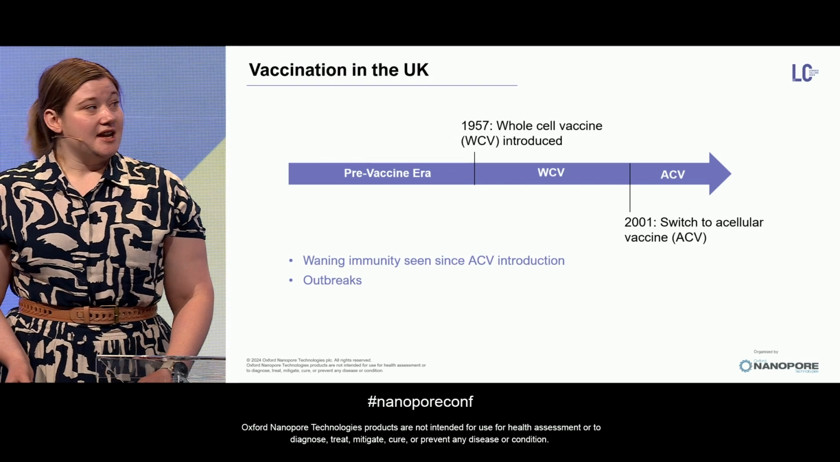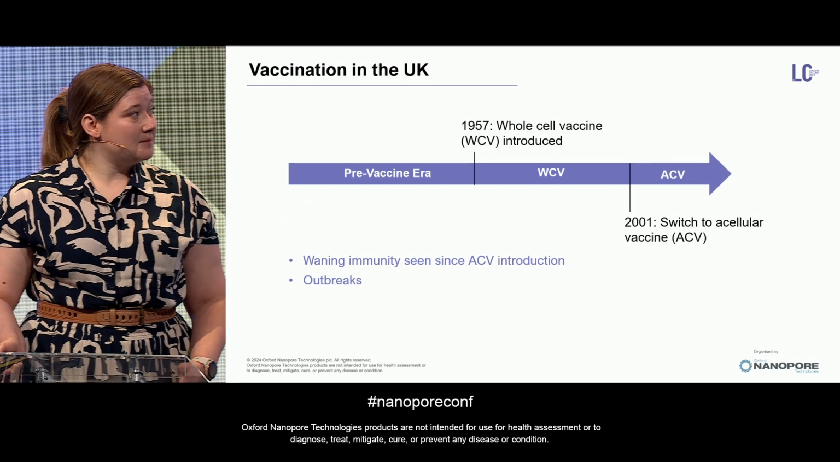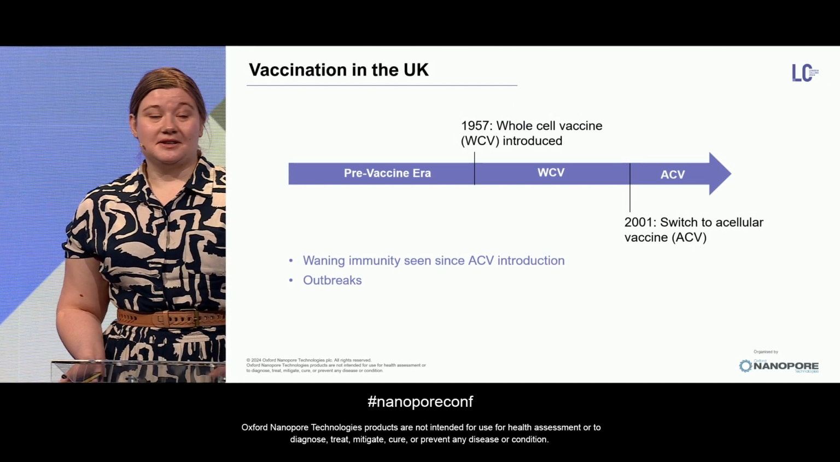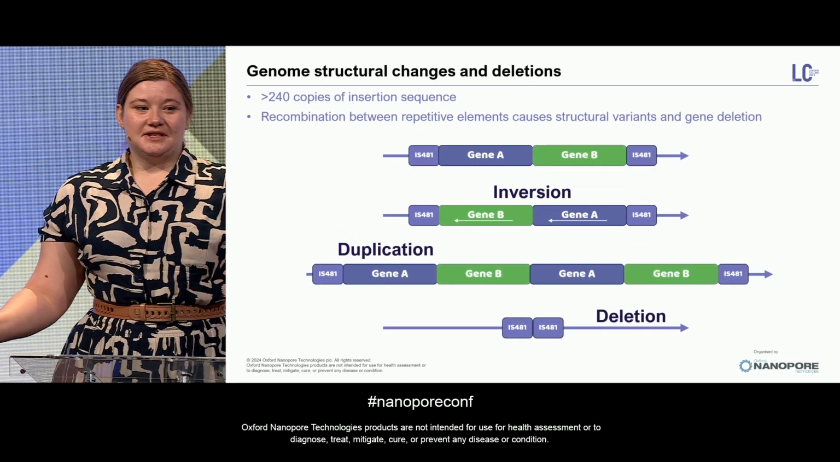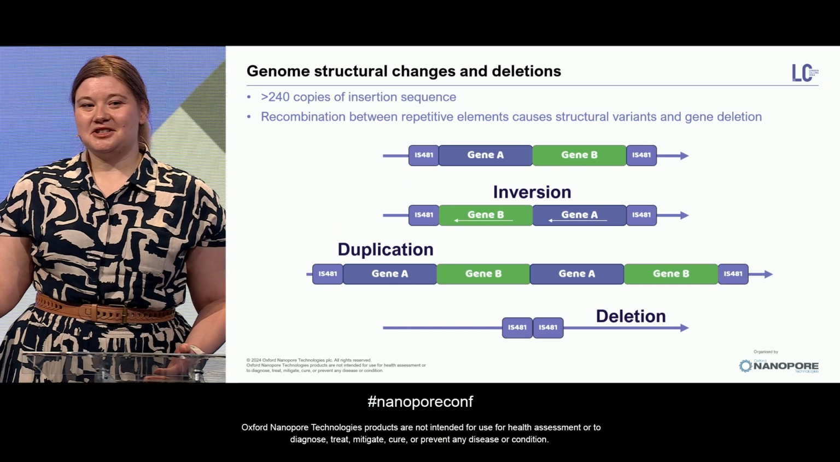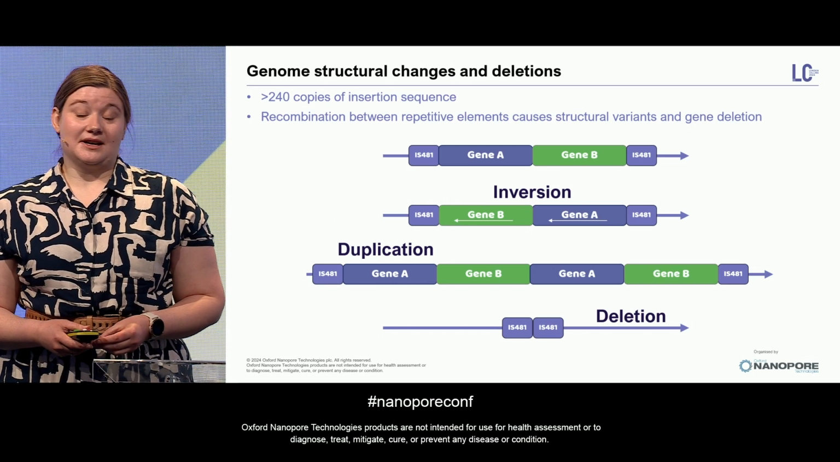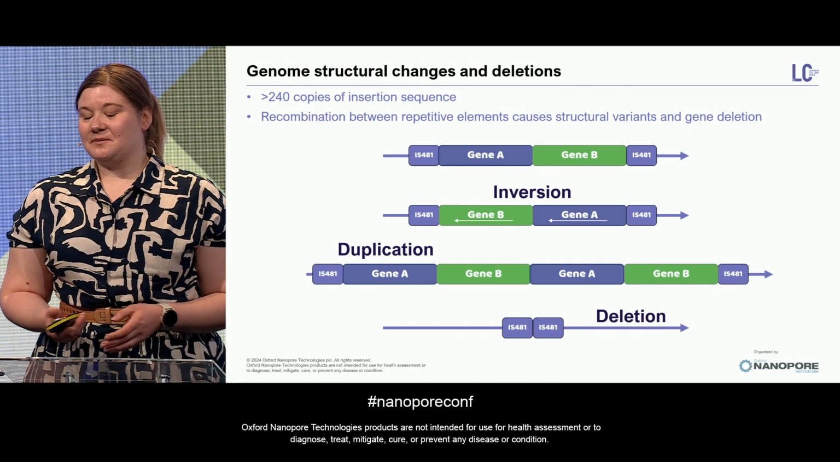But since this change, we've seen waning immunity to this vaccine over time and multiple outbreaks like the one we are currently experiencing at the moment. So we wanted to look at how this bug might be adapting to the vaccines that we use. And to do that, we need to look at the genomes.